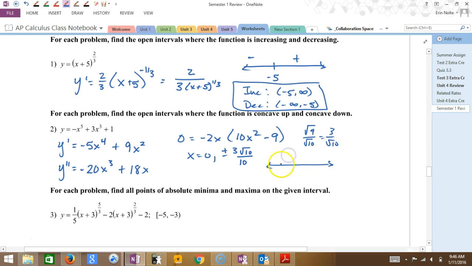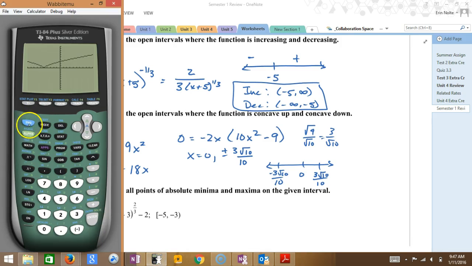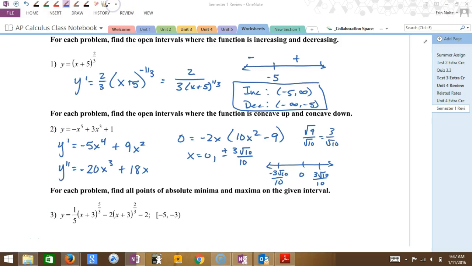So we got -3 square roots of 10 over 10, we got 0, and positive 3 square roots of 10 over 10. So what's the value of that? What's the square root of 9/10? Anybody know that off the top of their head? It's not very big. About 0.94.